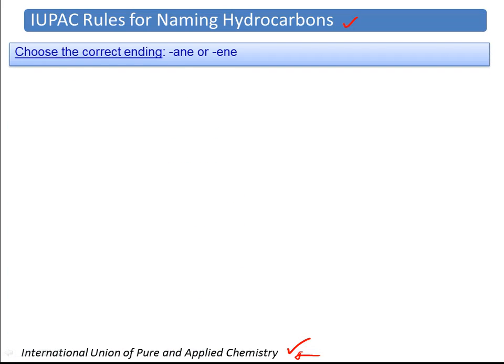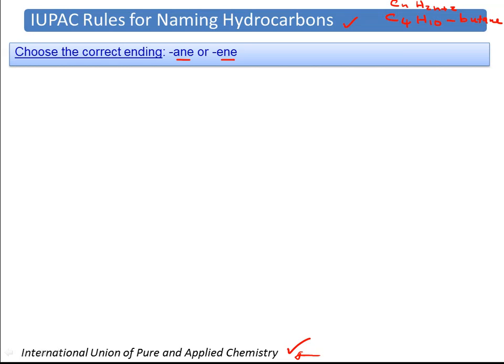Rule number 1 is choose the correct ending for the hydrocarbon you are naming, either "ane" or "ene". Okay, because these are the ones we're dealing with at the moment. We know that if I give you a formula such as C4H10, because we have looked at this in a previous video, this one satisfies the general formula CnH2n+2, which means this one is an alkane. For naming this, I'll just name this as butane, because I don't need to worry about side chains, because I don't know if there are side chains in that molecule or not.